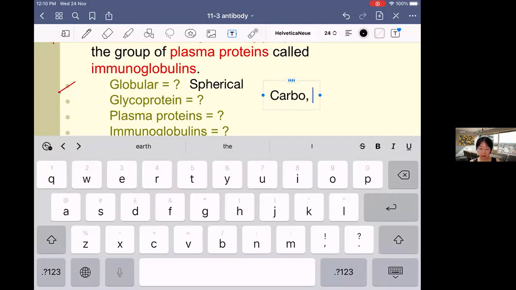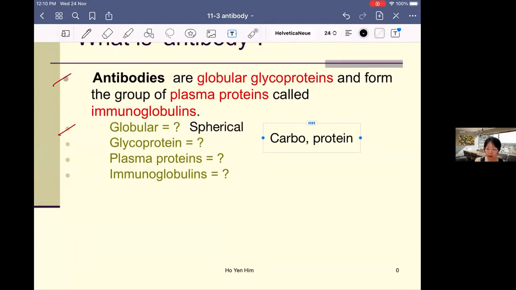And then protein means protein, right? So that means to say that the composition of this antibody is made up of two types of biological molecule, the carbohydrate and protein. So antibodies are globular glycoproteins and form the group of plasma proteins.